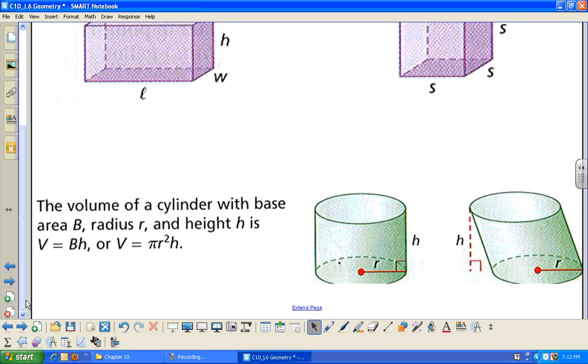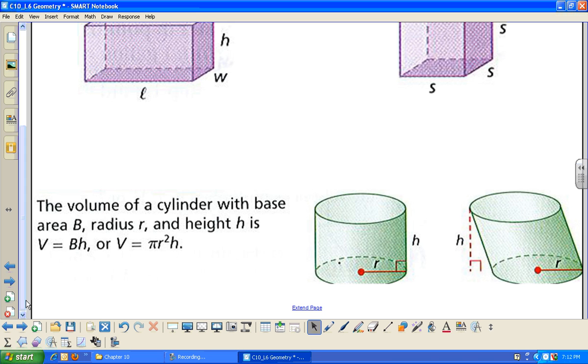And the volume of a cylinder with base area B and radius R and height H is the base times height. Or, since the area of a circle is radius squared pi, it would be pi times radius squared times the height.